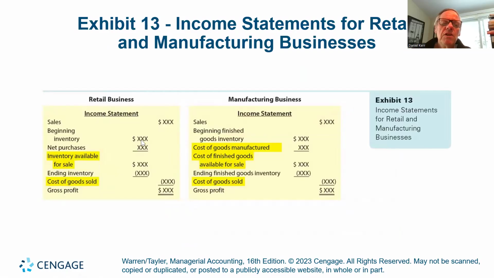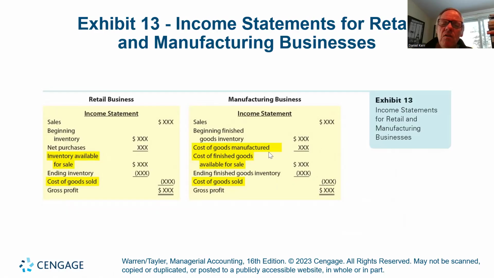For a retail business, when you do the income statement, you're going to have the cost of goods sold, which is beginning inventory plus purchases gives us inventory available, minus ending inventory gives you cost of goods sold. Subtract cost of goods sold from sales and you get gross profit. For a manufacturing business, it's beginning inventory plus cost of goods manufactured gives us finished goods available for sale, minus ending inventory of finished goods gives you the cost of goods sold. So remember, if you're asked to do an income statement for a manufacturer, which I think you are on the take-home part of the exam, these are the sections.